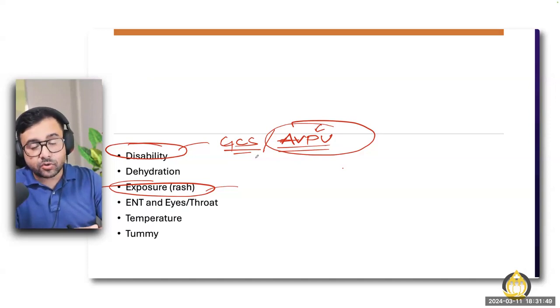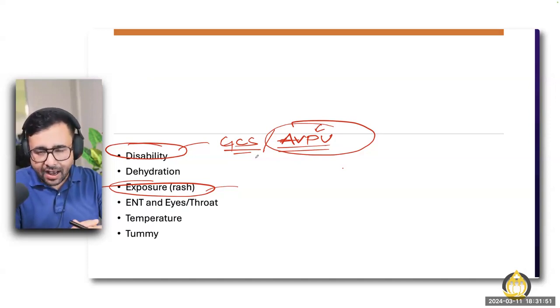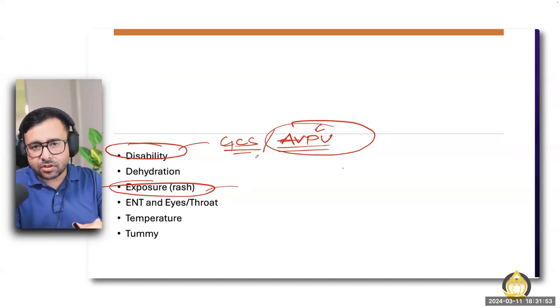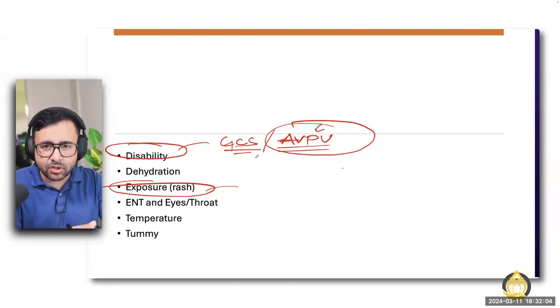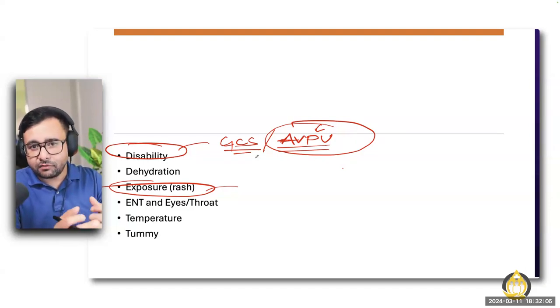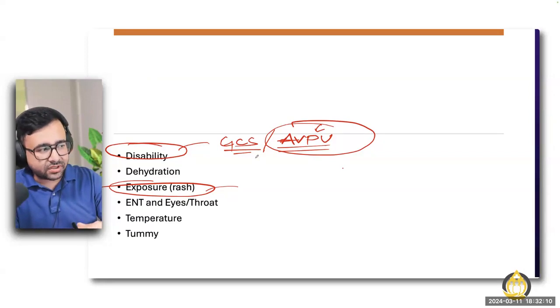Then in case of children, also make a habit of checking for rash, because rash in children indicates some serious pathologies, especially if the child is lethargic and if you think the child is unstable. Generally, when we see a lethargic child with a rash, we are fearing the possibility of meningococcemia, and that's why we don't want to miss that.